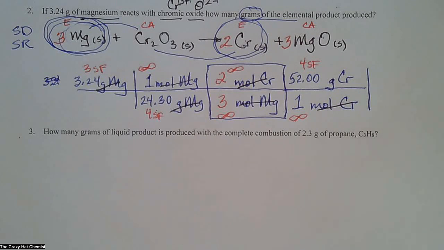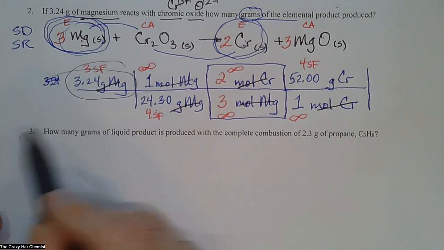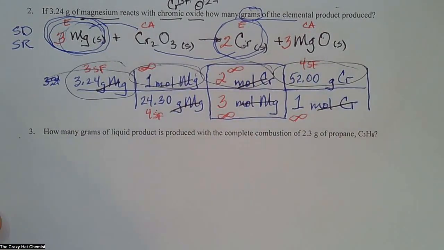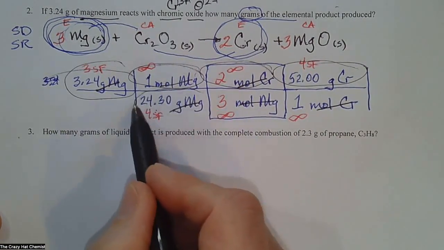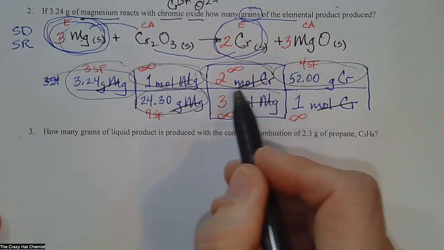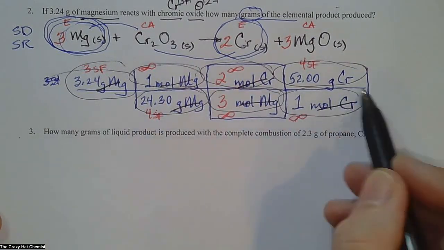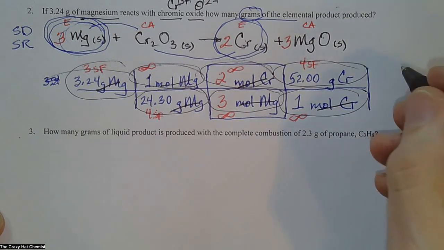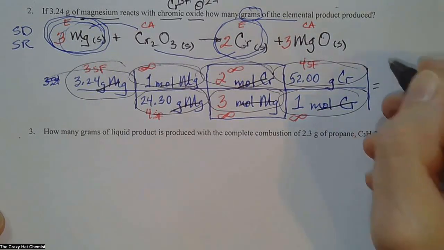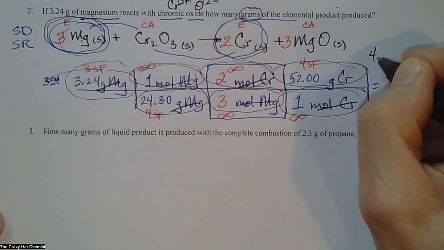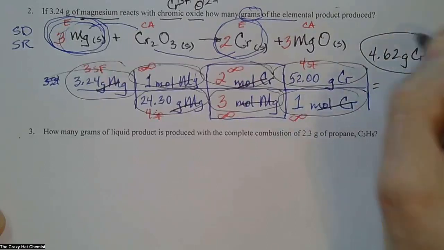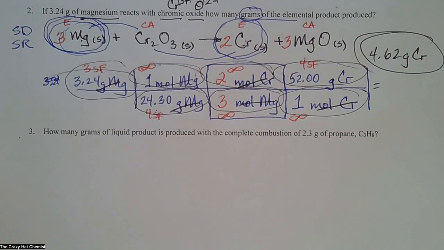So I'm going to plug all this into my calculator. I'm going to take 3.24 times 1 times 2 times 52.00 divided by 24.30 divided by 3 divided by 1. And I'm going to round that to 3 significant figures. And my final answer here will be 4.62 grams of chromium. And then that will be my final answer that I have. All right. Hopefully that's good for you.